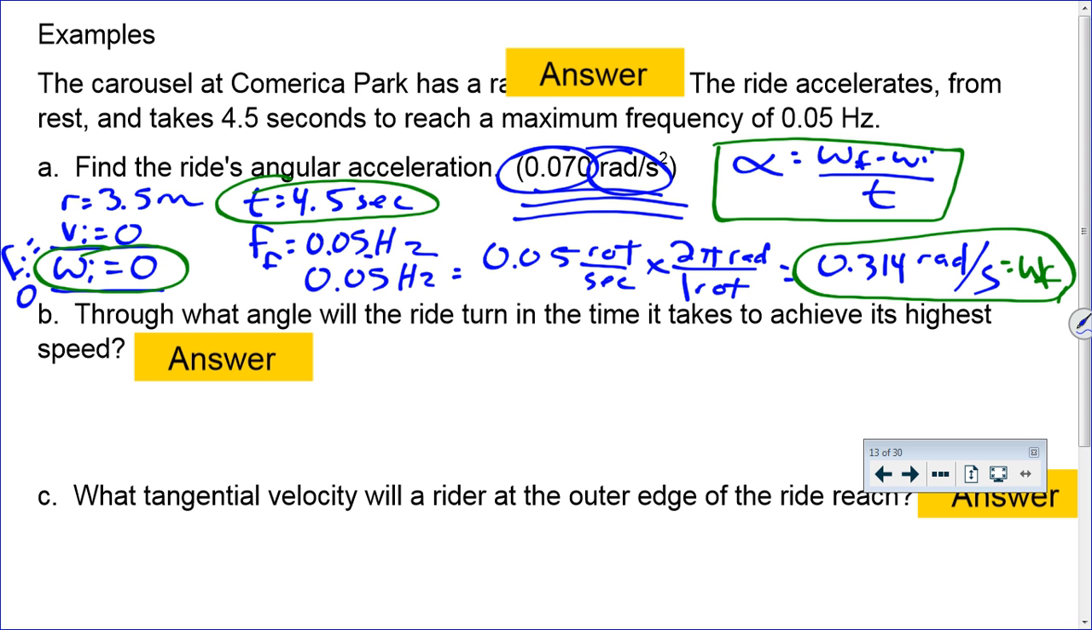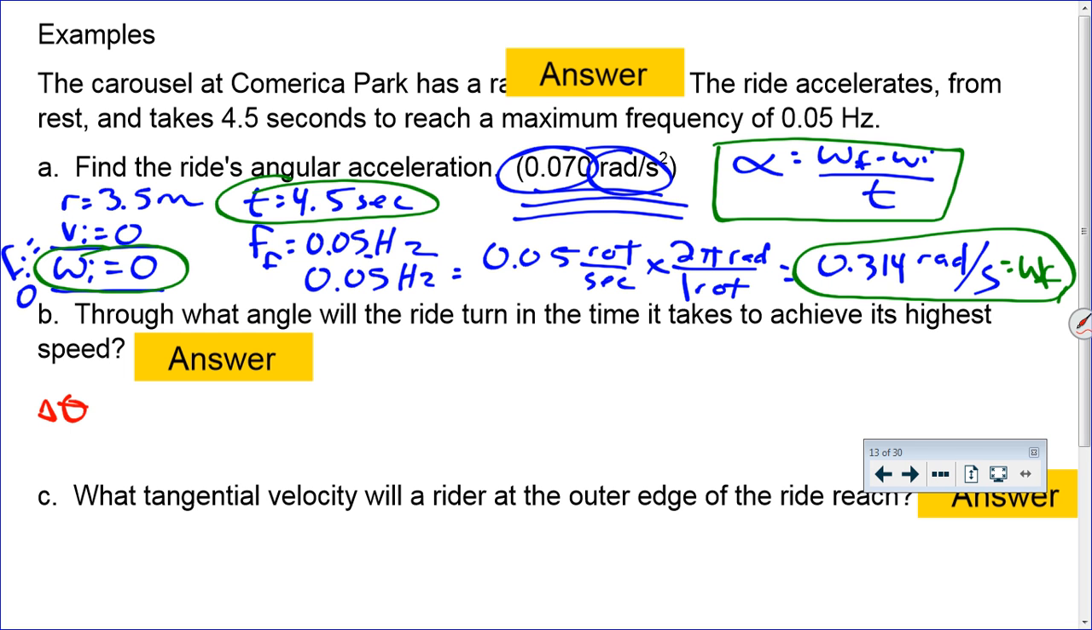Next, it says, through what angle will the ride turn in the time it takes to achieve this highest speed? Here, it doesn't really give you a ton of restrictions in terms of the units. We just want to find the angle that it turns through. So I guess we're looking for delta theta. I'm looking at the fact that we know everything, so really, you can pick any of them.